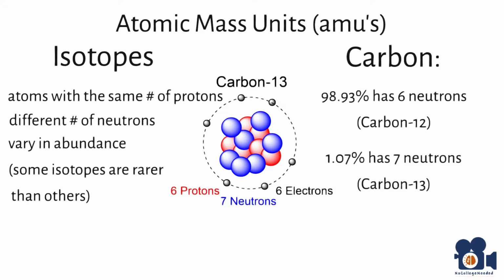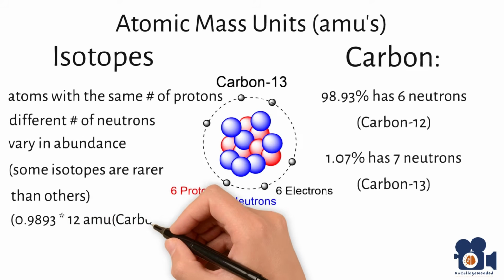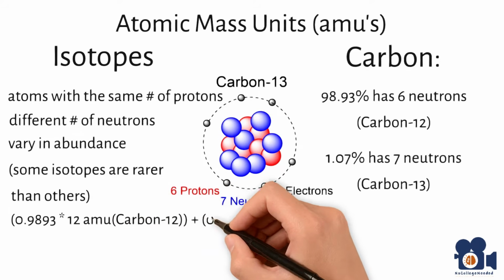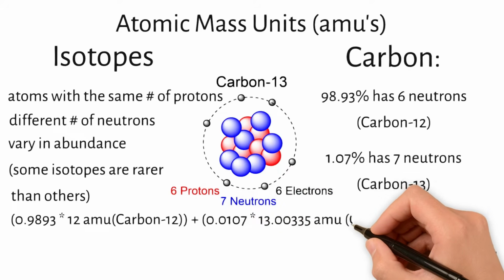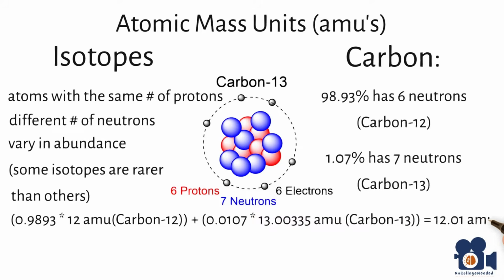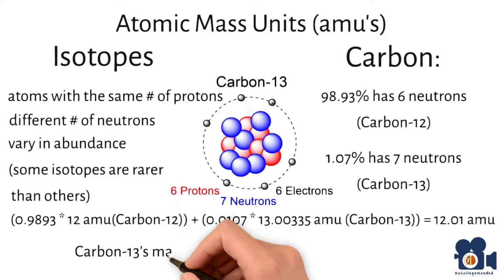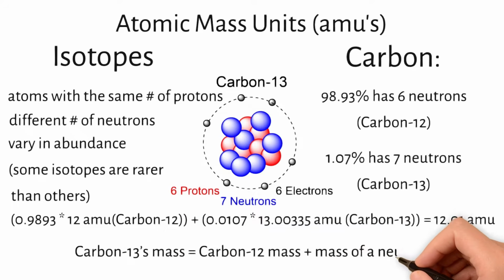To determine carbon's atomic weight, we just multiply the masses by the percentages to get the average mass. This looks like 0.9893 times 12 AMU plus 0.0107 times 13.00335 AMU to equal 12.01 AMU. Note that carbon-13's mass equals carbon's 12 mass plus the mass of a neutron.